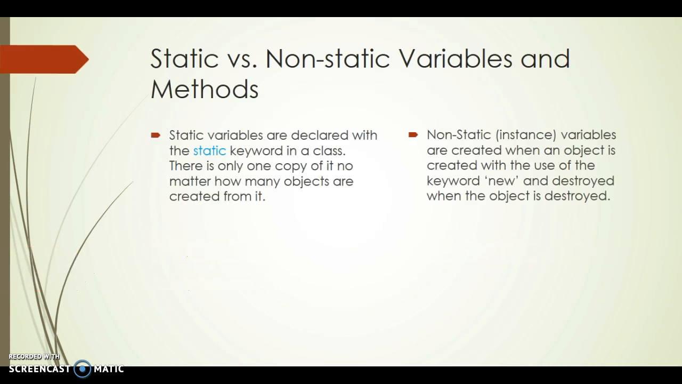In Java, you have static variables and methods and non-static or instance variables and methods. The difference is static variables are declared with the static keyword in a class. There is only one copy of it, no matter how many objects are created from it. The non-static or instance variables are created when an object is created with the use of the keyword new and destroyed when the object is destroyed.